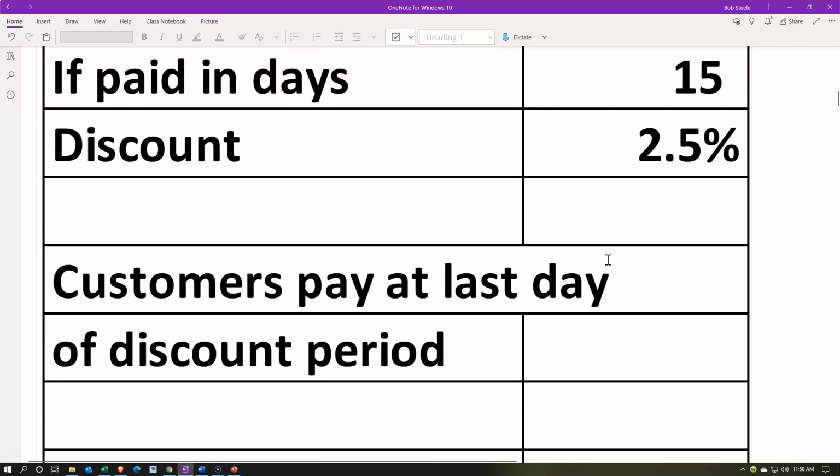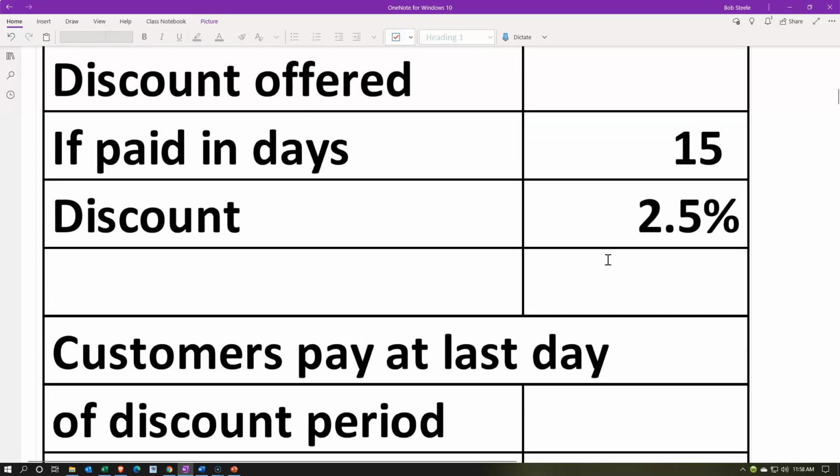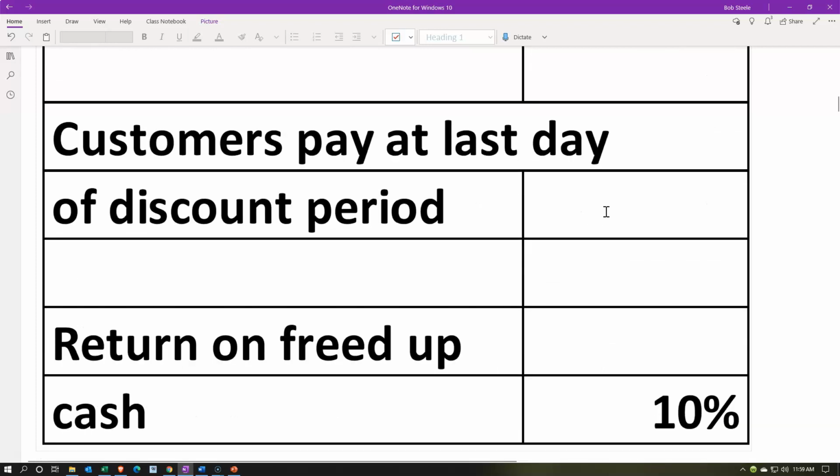Now, when thinking about whether or not this is a good idea, it will clearly increase our accounts receivable turnover, which is great. We'll get paid sooner. That's great for cash management purposes, but we're going to have less cash that we're going to get because we're going to be giving a 2.5% discount. We need to counterbalance those two things, see whether or not it's going to be beneficial to do so.